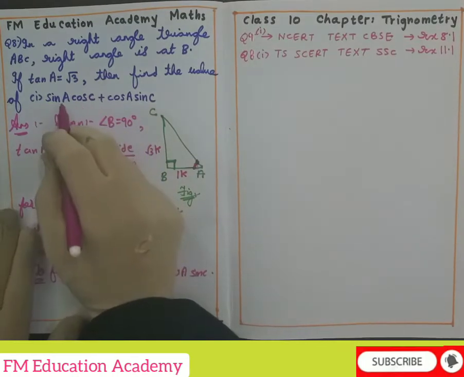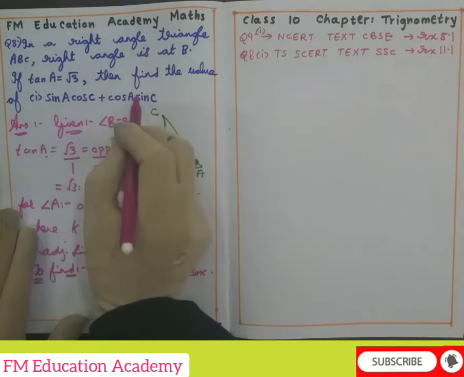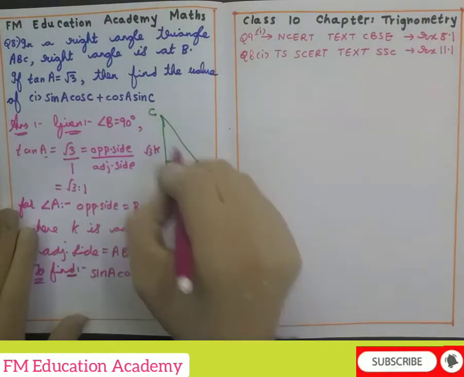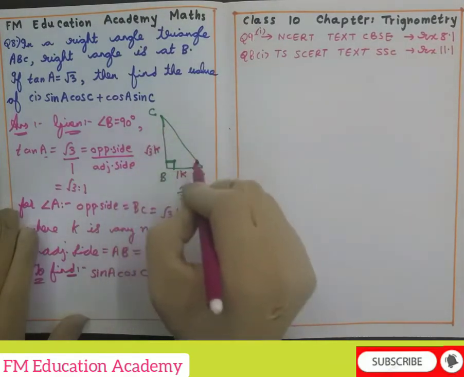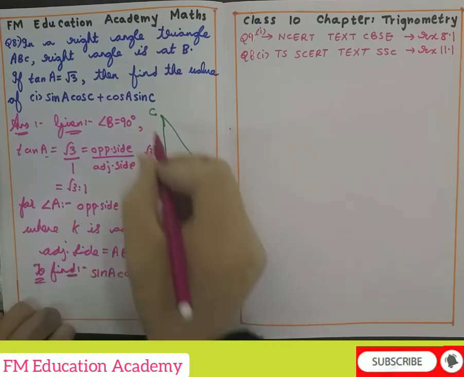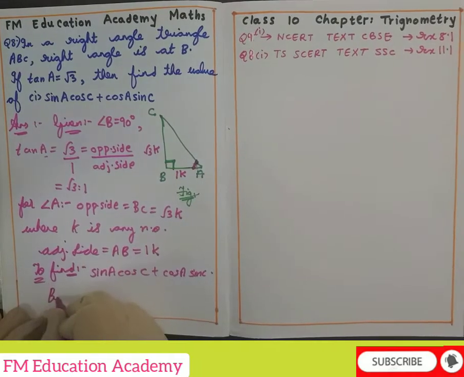We know that in sine and cos we have the hypotenuse. But here in the triangle, the value of the hypotenuse is not given. So we need to find out the value of the hypotenuse. How can you find out the value of the hypotenuse? By Pythagoras theorem.